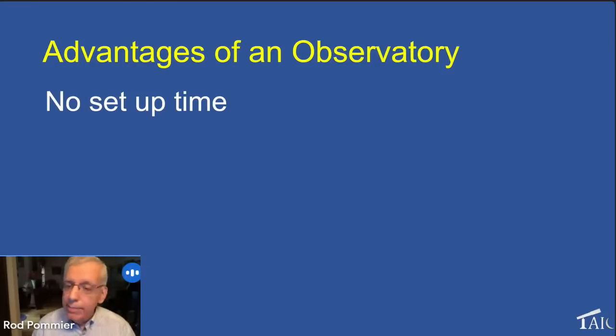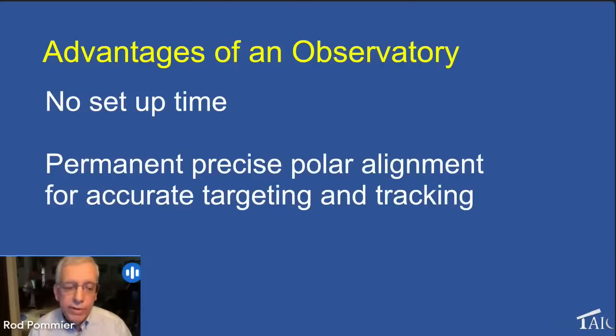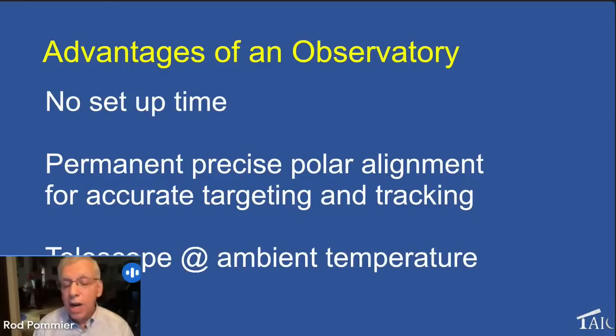And once you get it set up, if you're going to do astrophotography, you've got to have a really good polar alignment so that you can accurately target your subjects and do decent tracking. And with an observatory, you could lock in a precise permanent polar alignment for accurate tracking and targeting. And even if you get to the point where you've got everything all set up, you may not be ready to image right away because you brought that telescope in from a warm house out into a cold winter night, and it's got to cool down to ambient temperature. Well, again, that's not a problem with an observatory because your telescope's already out there at ambient temperature.